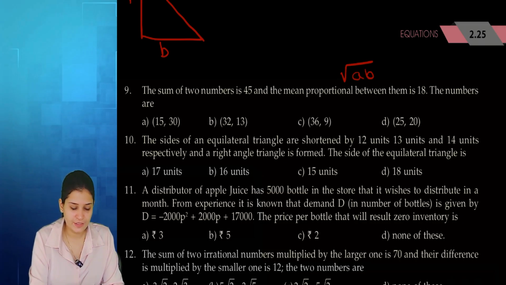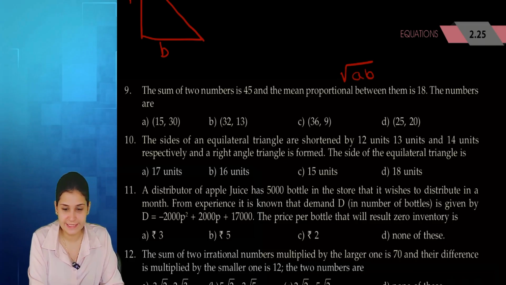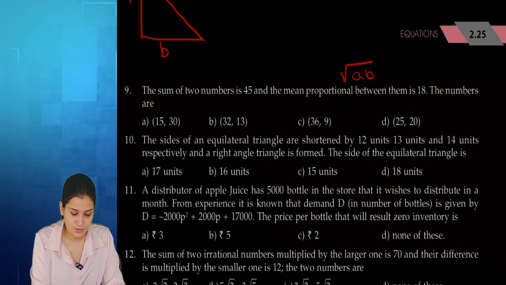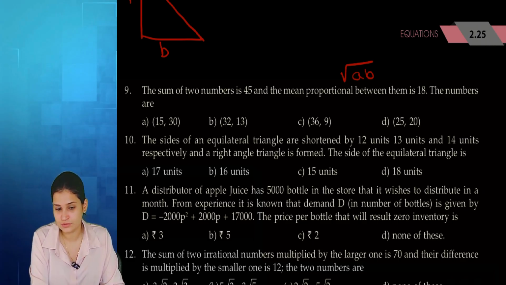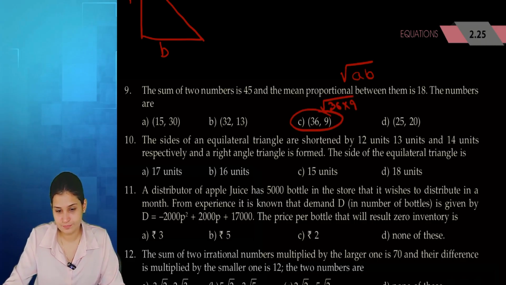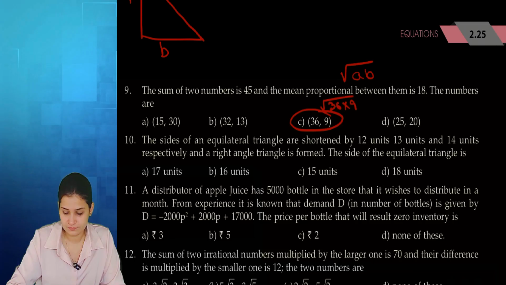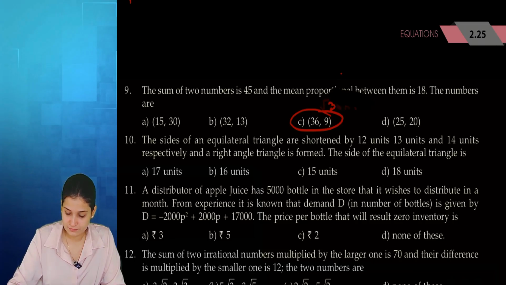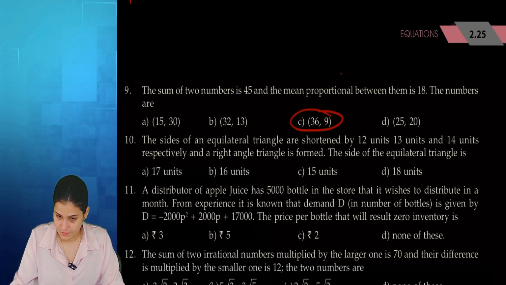So 15 into 30 root over. Is it 18? No, ma'am. 32 into 13 root over. Is it 18? No, ma'am. Then 36 into 9 root over. Is it 18? Yes, ma'am. 36 into 9 root over, is it 18, guys? Yes, ma'am. So C is the correct answer. Done? Yes, ma'am.